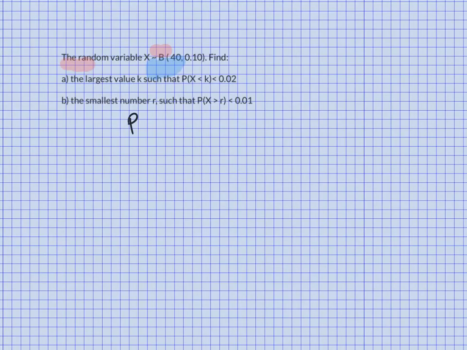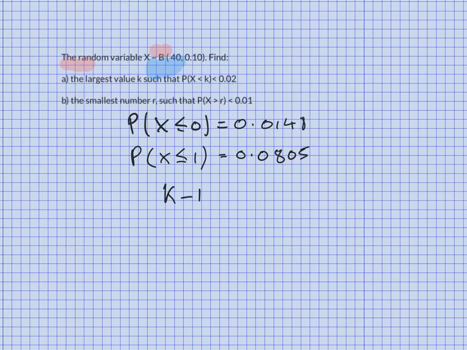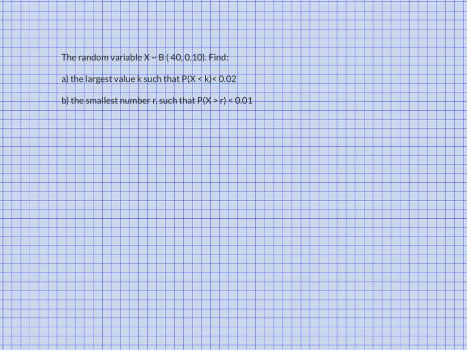So the probability that x is less than or equal to 0 was 0.0148, and the probability that x was less than or equal to 1 was 0.0805. This is too big, so our k value must be 0, or rather, k minus 1 must equal 0, which means that k equals 1. That's the answer to A. Well done us.